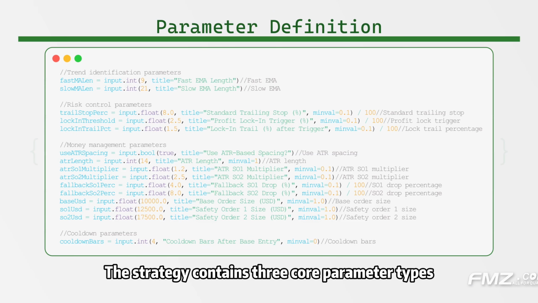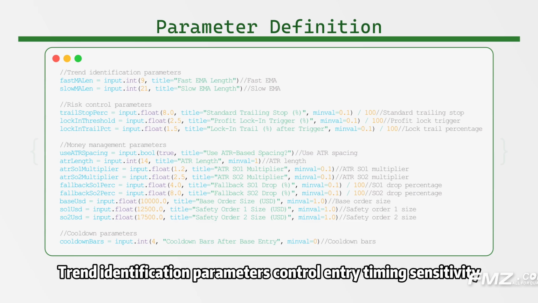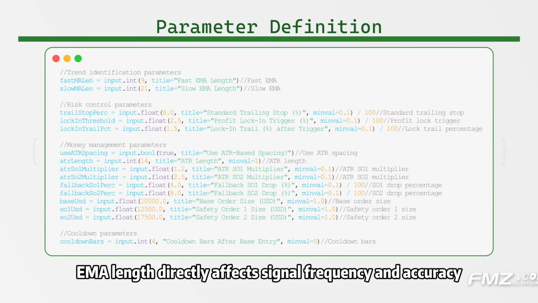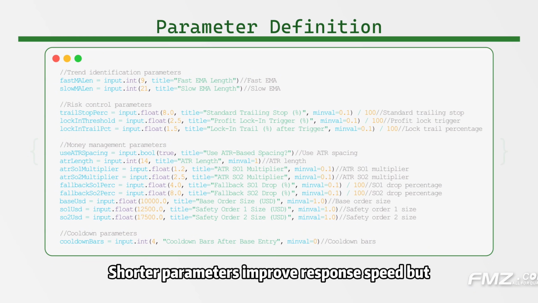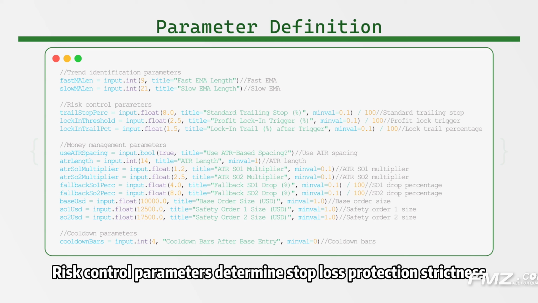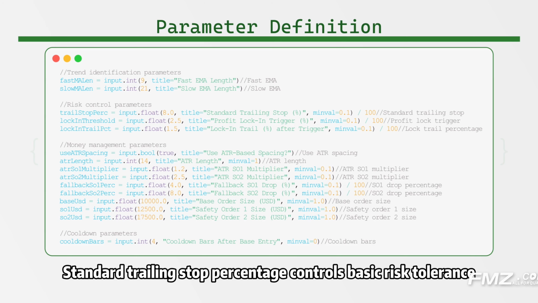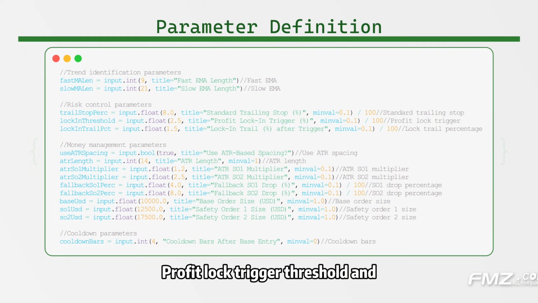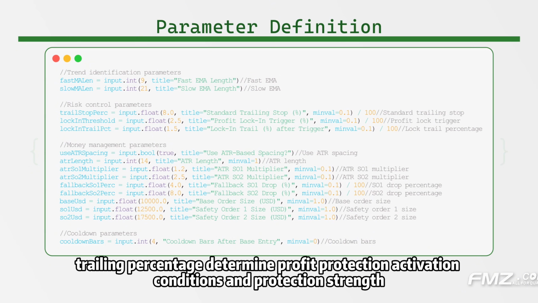The strategy contains 3 core parameter types. Trend identification parameters control entry timing sensitivity. EMA length directly affects signal frequency and accuracy. Shorter parameters improve response speed, but increase false signal risk. Risk control parameters determine stop-loss protection strictness. Standard trailing stop percentage controls basic risk tolerance. Profit lock trigger threshold and trailing percentage determine profit protection activation conditions and protection strength.